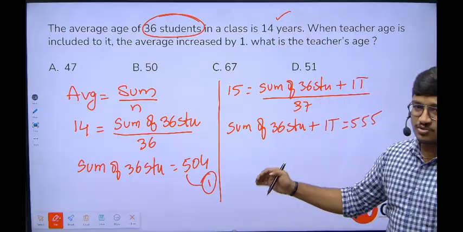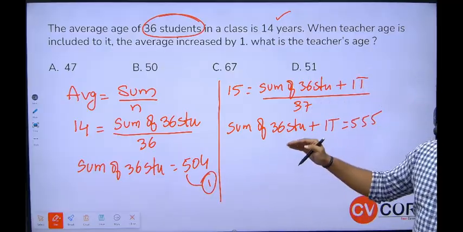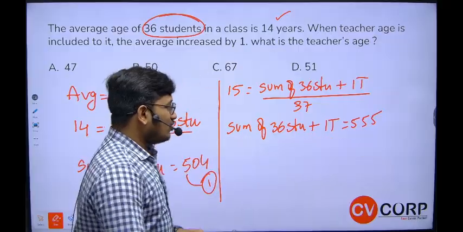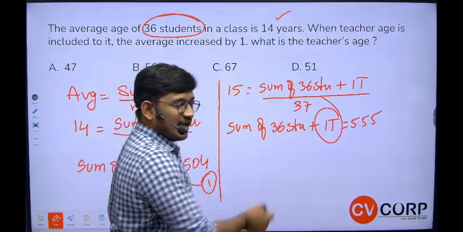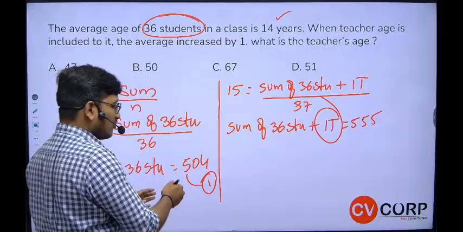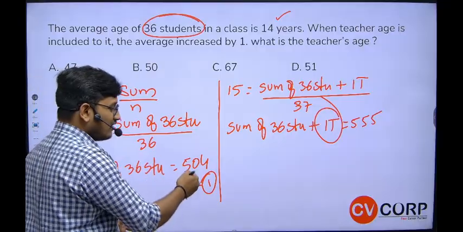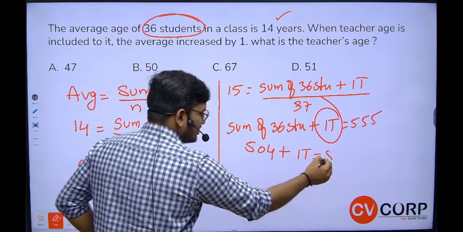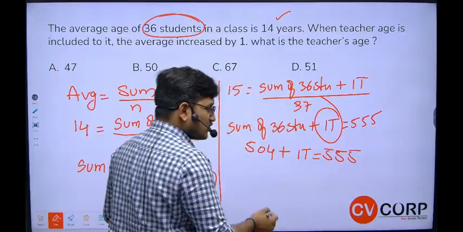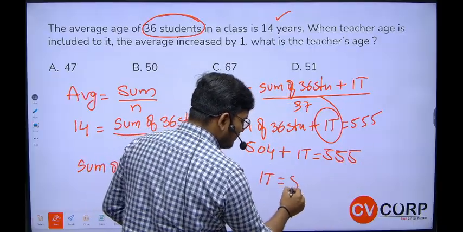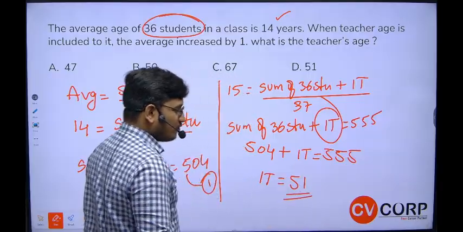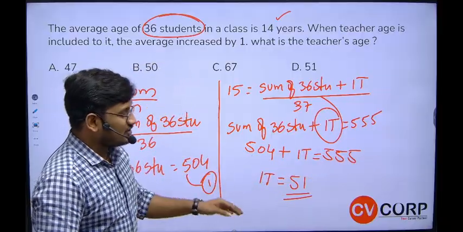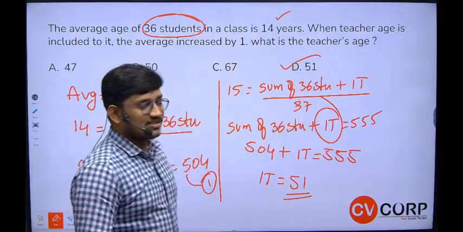The sum of 36 students' ages is 504, and we got the sum of 36 students plus one teacher's age as 555. Now they are asking us to find that one particular teacher's age. So I can easily substitute into this equation 1: 504 plus one teacher's age equals 555. So one teacher's age will be 51, because this 504 will go to the right hand side, 555 minus 504, which equals 51. So the teacher's age is 51.